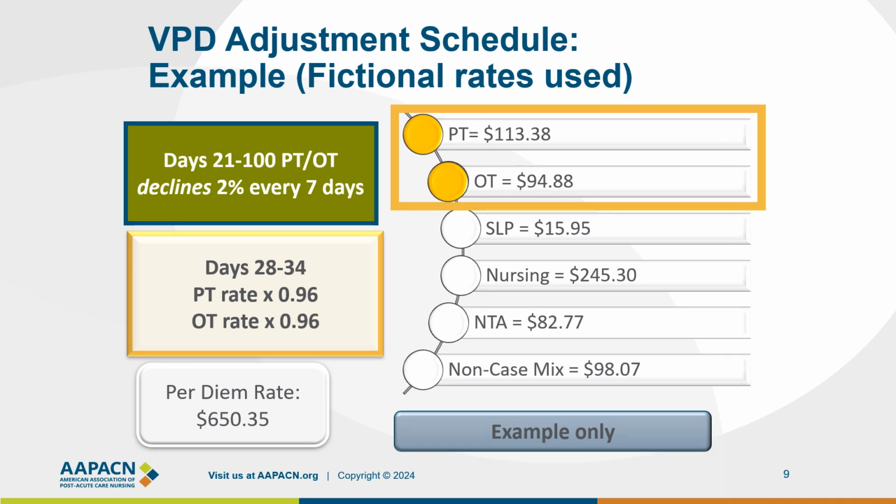And here we see the calculation for days 28 through 34 goes another decline of 2%, and the PT and OT component are now going to be multiplied by 0.96, and this will give us our total per diem rate of $650.35.